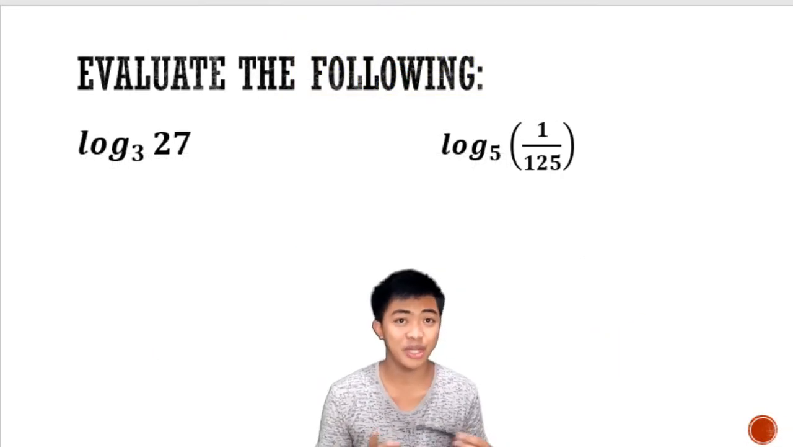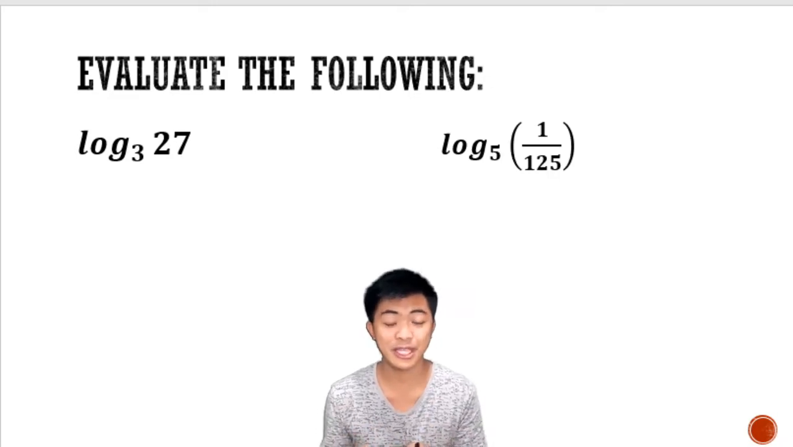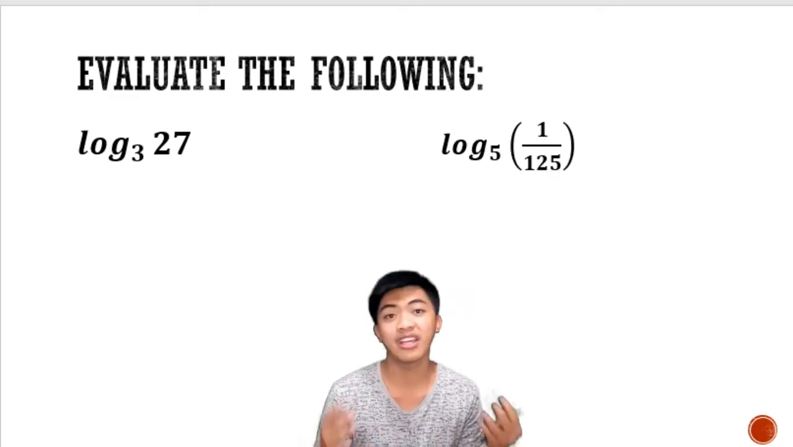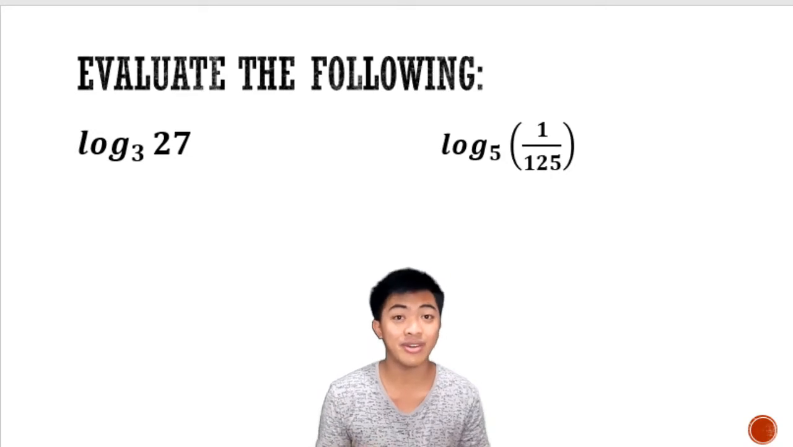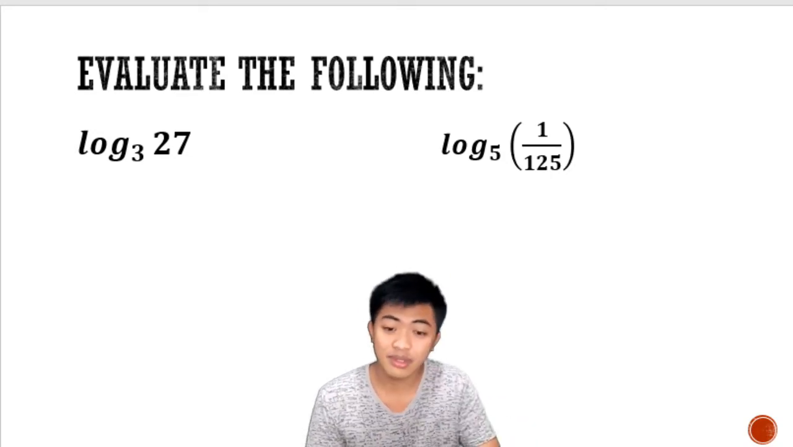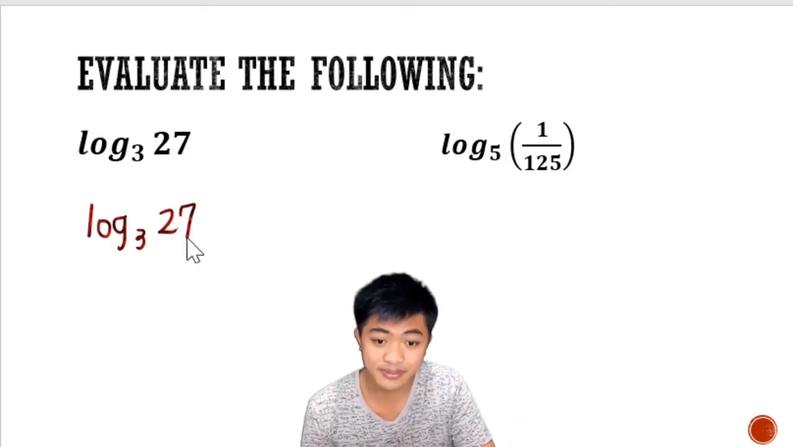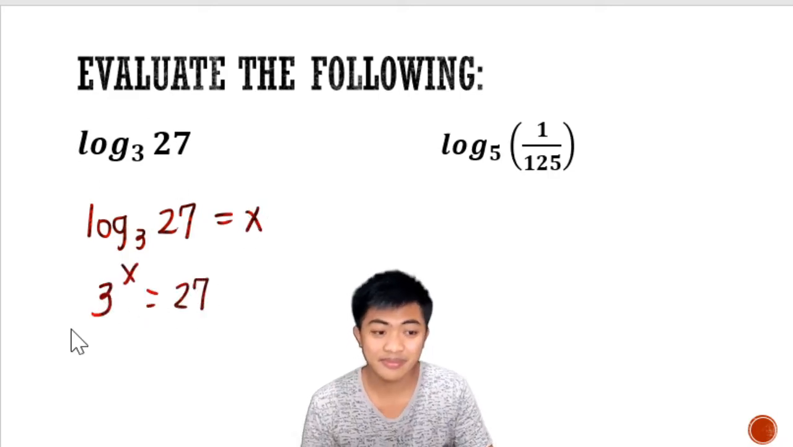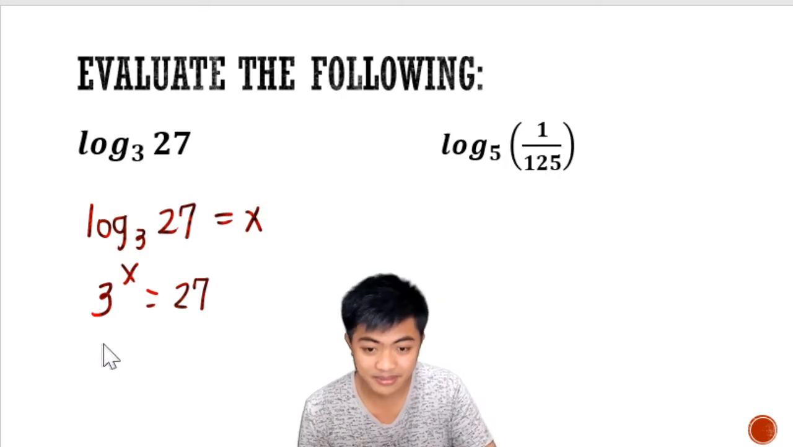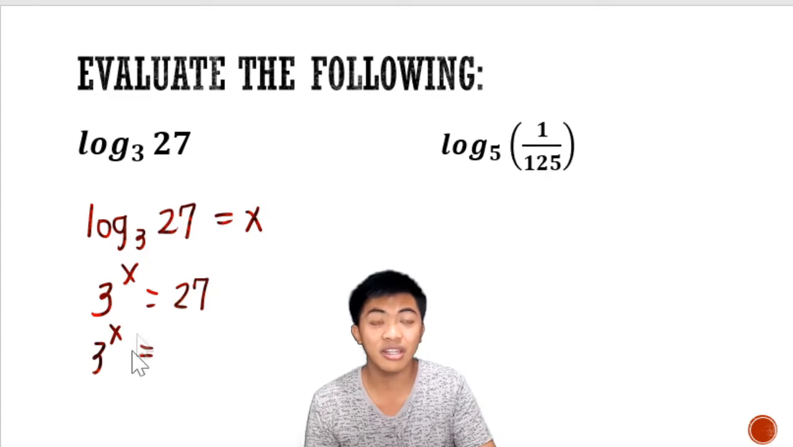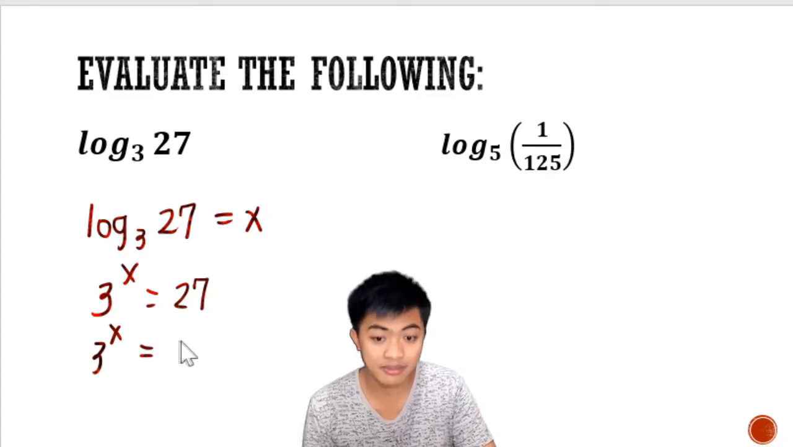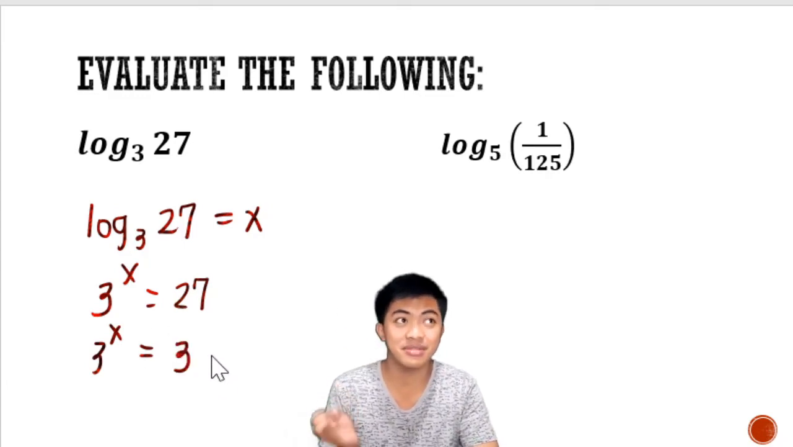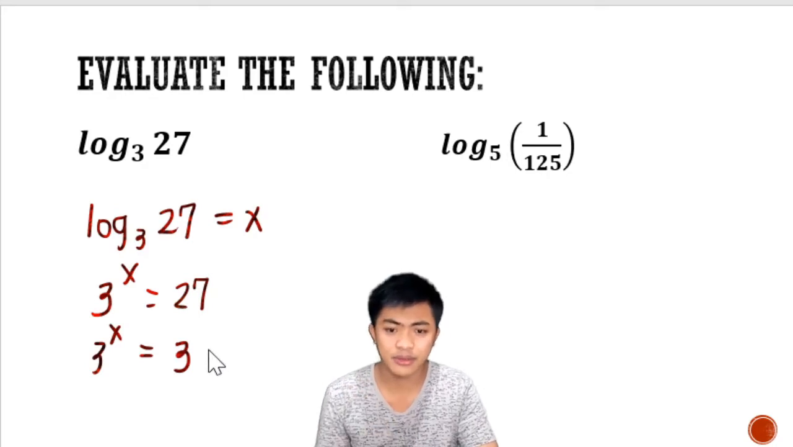Okay, now we already know how to rewrite a logarithmic expression to its exponential form. Evaluating it will now be very easy. First step, we equate it to x, and then we rewrite it in its exponential form. Now we solve for x. And to solve for x, we need to rewrite 27 in a way it will have a base of 3. So that is 3 times 3 times 3. So 27 with a base of 3 will be 3 raised to 3.